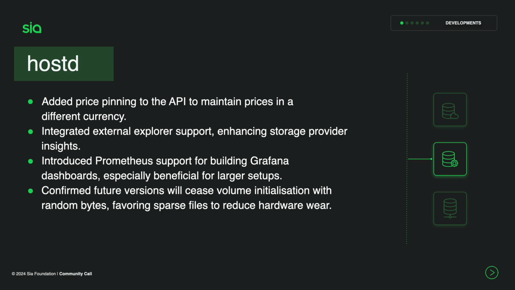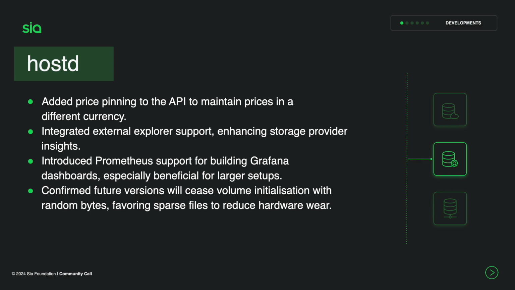So moving on to hostd updates, we've introduced price pinning to the API, allowing prices to be pinned to different currency values. We've added external Explorer support to the hostd daemon. This new feature is opt-out and marks the first time external data has been utilized by the background service. It currently supports price pinning and could potentially expand to include other vital data like contract renewal cost basis in the future. We've integrated support for Prometheus to facilitate the creation of custom dashboards in Grafana.